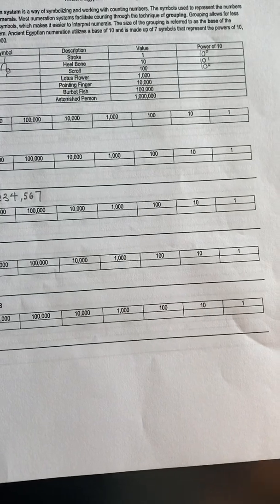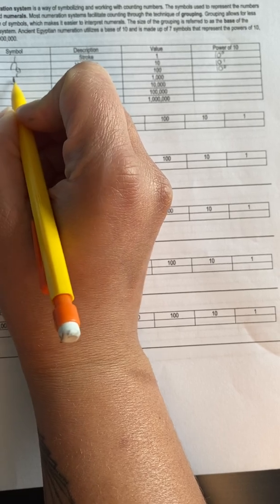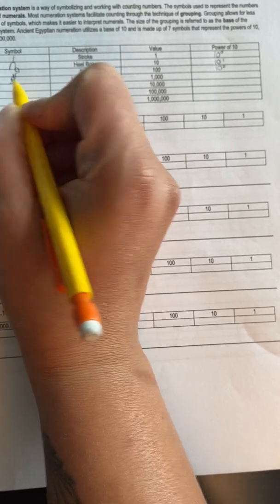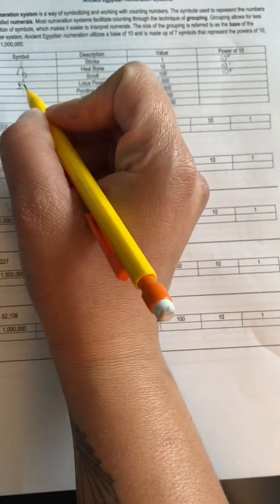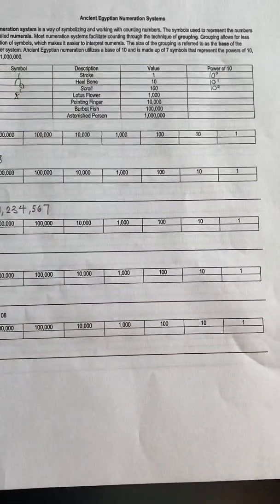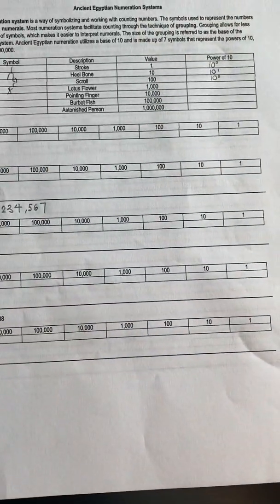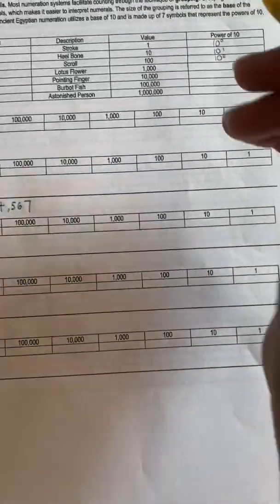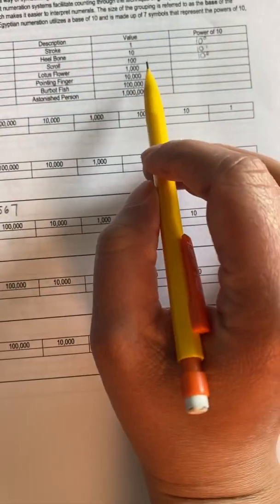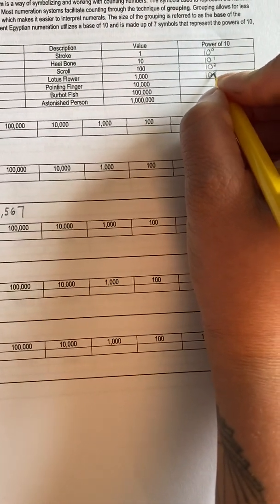The next symbol is a lotus flower, which looks like this. Depending on who's writing it or drawing it, it might look a little different. But for the purpose of today's lesson, this is what ours looks like. And the lotus flower has a value of 1,000 or 10 to the third power.